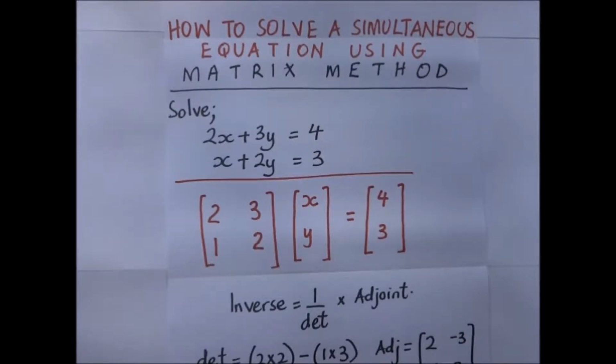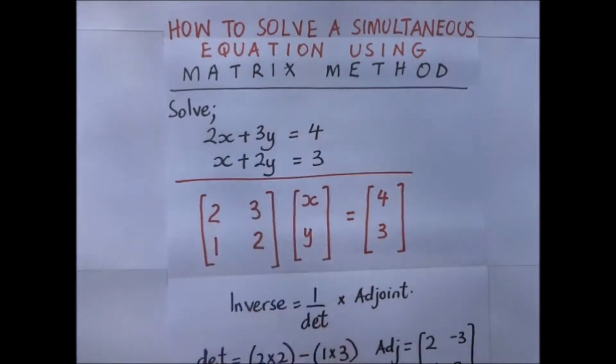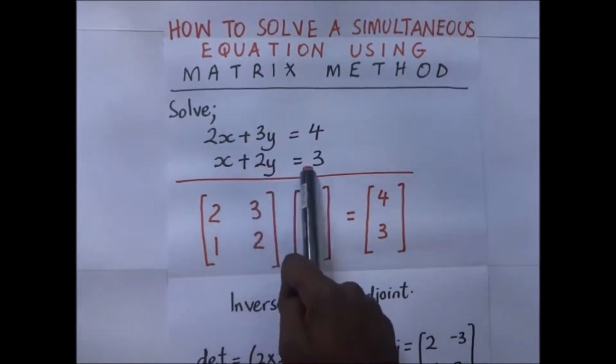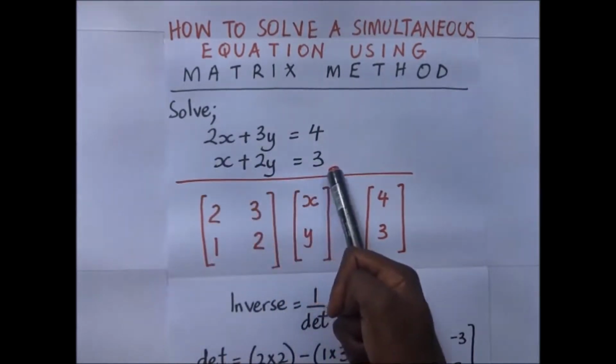There are very many other ways of solving simultaneous equations. We can solve simultaneous equations using the elimination method, the substitution method, or the graphical method, but this tutorial will concentrate on just one of the methods, and that is the matrix method of solving simultaneous equations. We'll illustrate using an example. We have these two simultaneous equations, 2x plus 3y is equal to 4, and x plus 2y is equal to 3. These are two simultaneous equations that require to be solved using the matrix method.